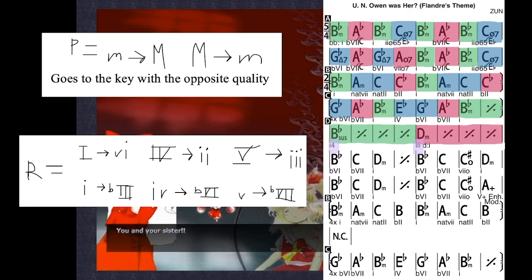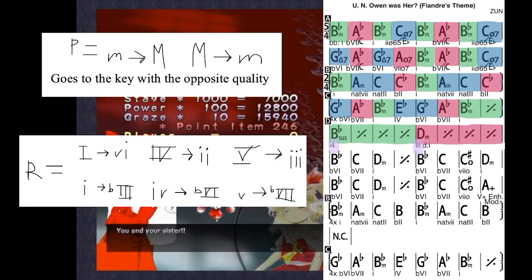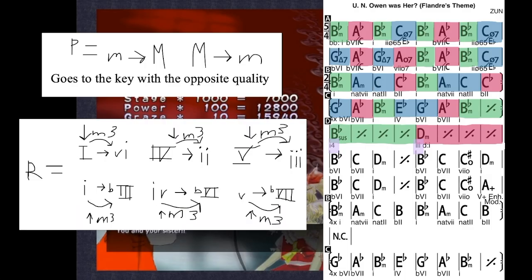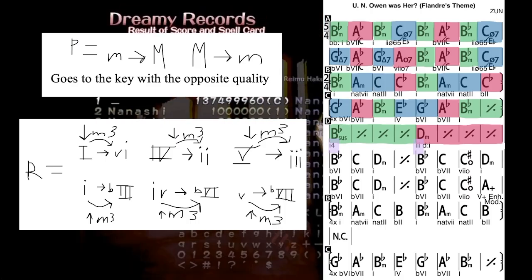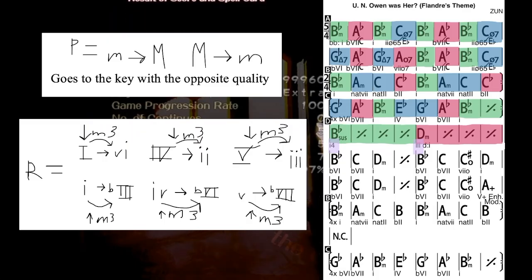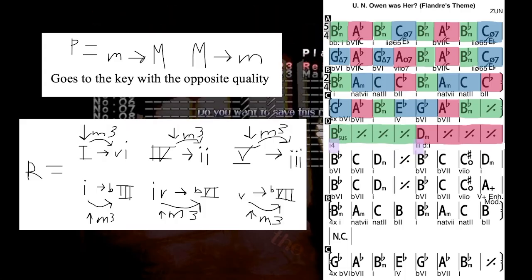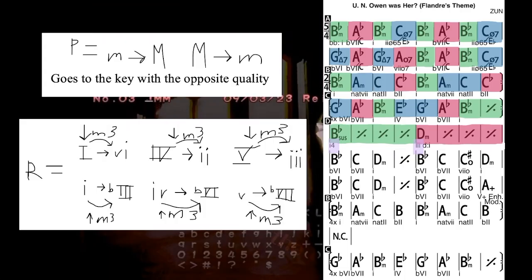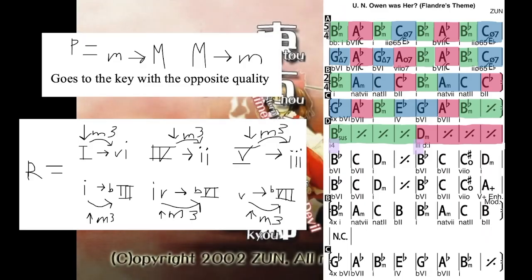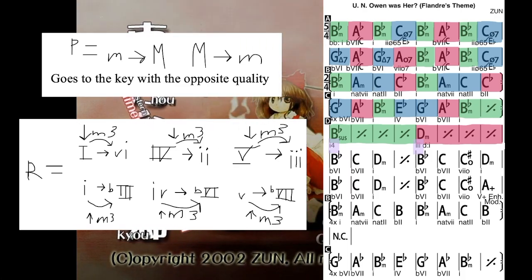So why does all this matter? What do these relations do for us? Like, how do they help us understand this progression? Well, notice that all of the major ones move down. Like 1 to 6 is down a minor third, 4 to 2 is down a minor third, 5 to 3 is down a minor third, but all the minor ones move up a minor third. Like minor 1 moves to flat 3, 4 moves to 6, and 5 moves to flat 7, right? That's up a minor third.